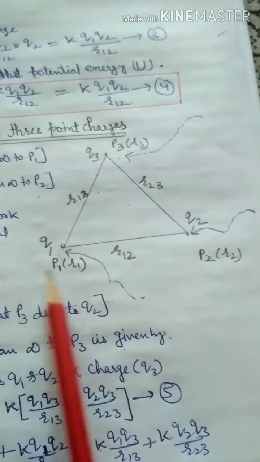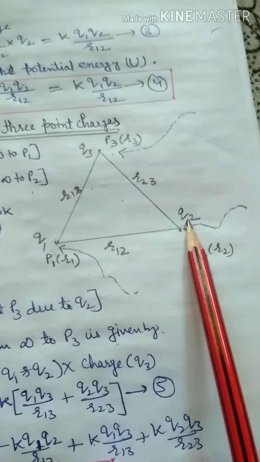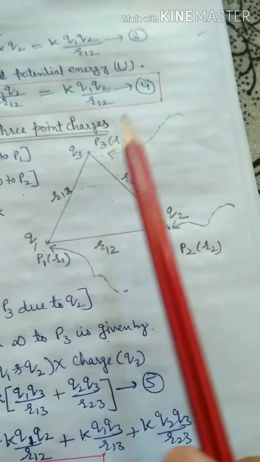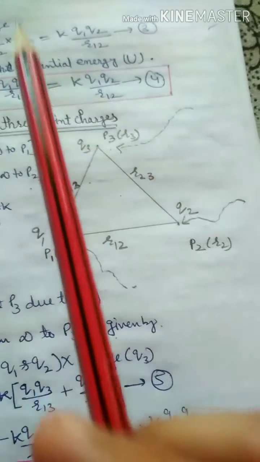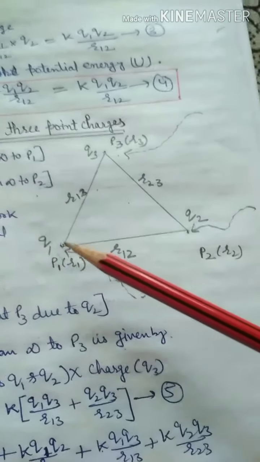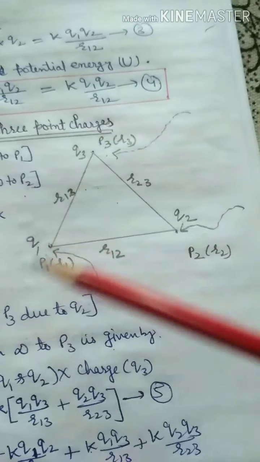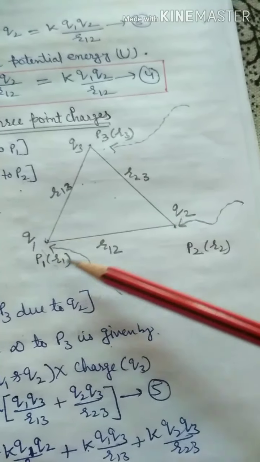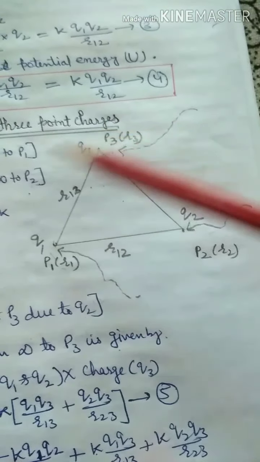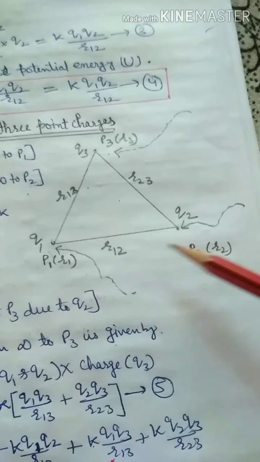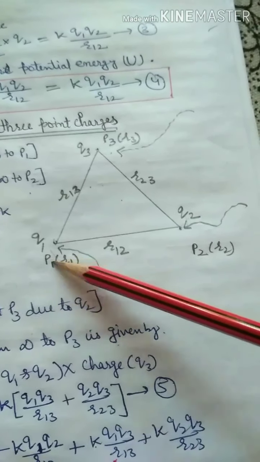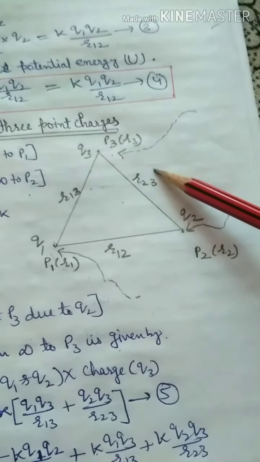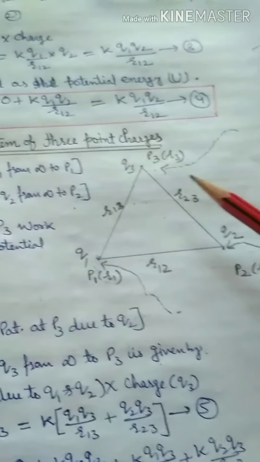That work done for Q1 is W1, for this one W2, for this one W3, and the total is W1 plus W2 plus W3, and that total work done equals the potential energy. Now let us suppose P1, P2, P3 are 3 points which are at distances R1, R2, R3 from the origin. Now the distance between P1 and P2 is R12, between P1 and P3 is R13, and between P2 and P3 is R23.